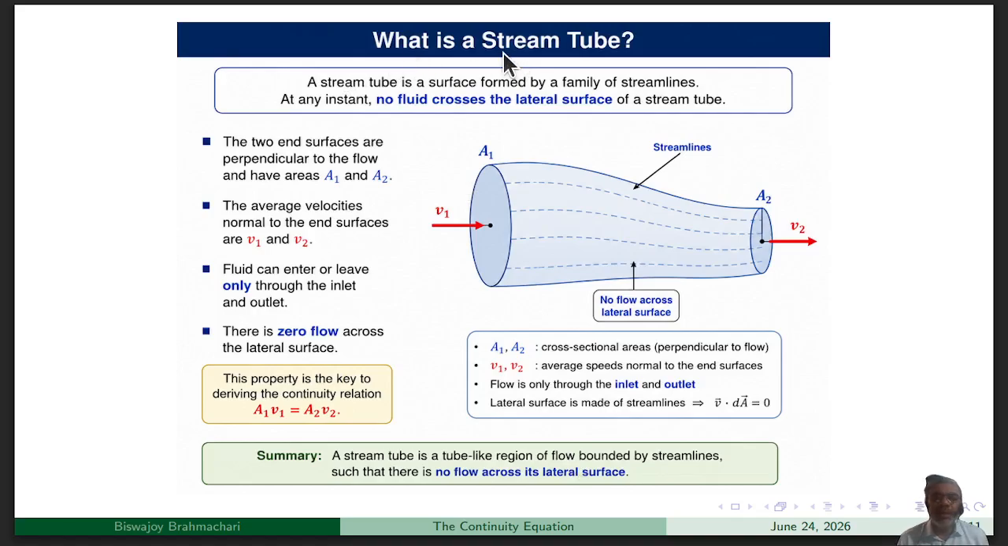So let us consider a stream tube. A stream tube is a surface formed by a family of streamlines. So these are streamlines, and a family of streamlines constructs a stream tube.